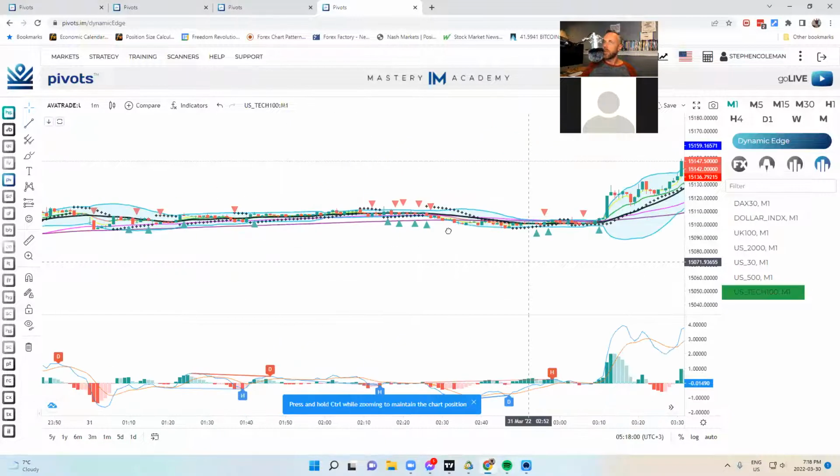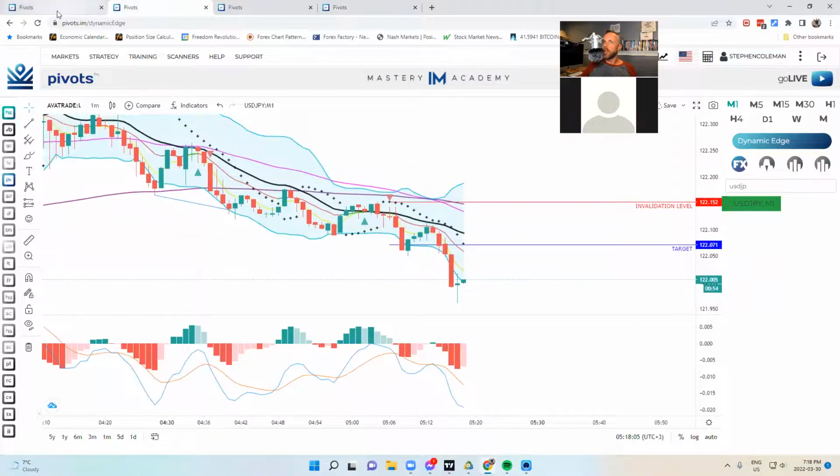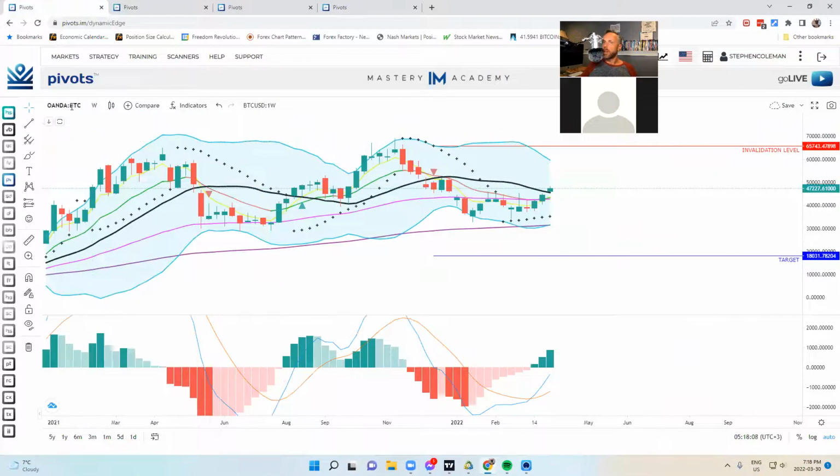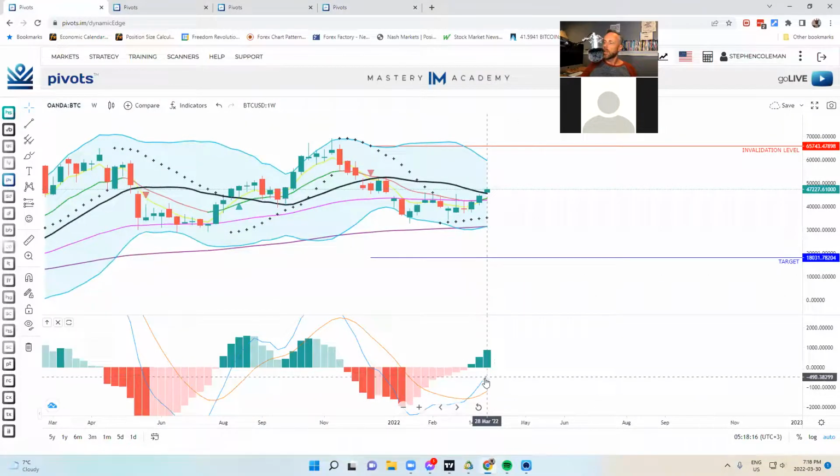I want to show you guys something really cool. Okay, I'm going to go over to the Bitcoin versus USD pair, and we're looking at the weekly. So each candle here is 1 week of time. Look what's about to happen. See this blue line? It's getting close to the zero level.